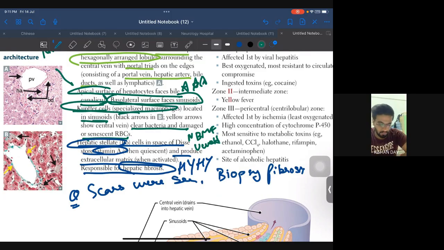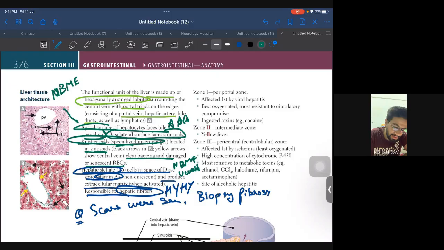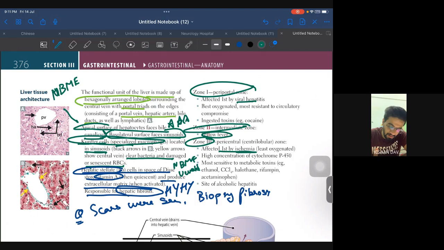Very important. Now coming to zone 1, zone 2, and zone 3. In zone 1, remember viral hepatitis. In zone 2, you need to remember yellow fever. And in zone 3, first affected by ischemia. Remember the names also: periportal, intermediate, and pericentral. You will have the question, so you have to do it.